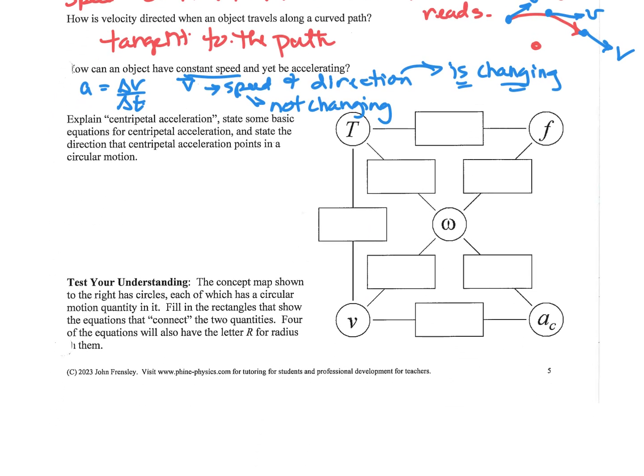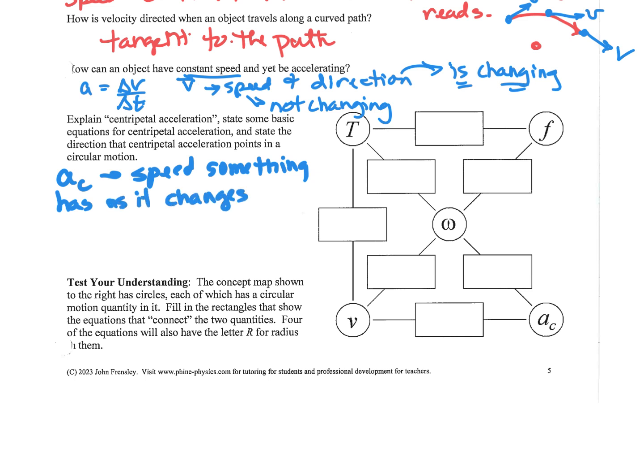So a sub c is what we call centripetal acceleration. This is the acceleration something has as it changes direction. We defined a sub c as the velocity squared over the radius, or as omega squared times r. If you plug in omega r for v squared, you get omega squared r.